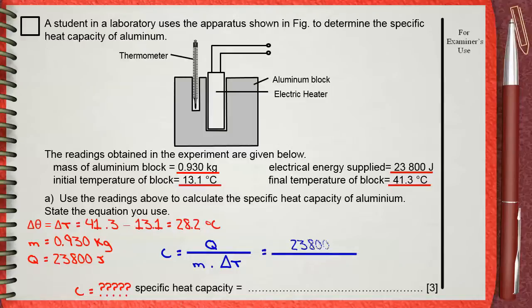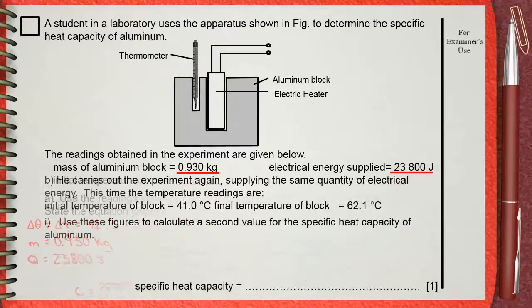The question gives Q directly. Q is 23,800 joules divided by 0.930, which is the mass, times 28.2, which is the temperature change. This gives the final answer of the specific heat capacity, 907.5 joules per kilogram degree Celsius. 1 mark for stating the equation, 1 mark for the substitution, and 1 mark for the final answer.